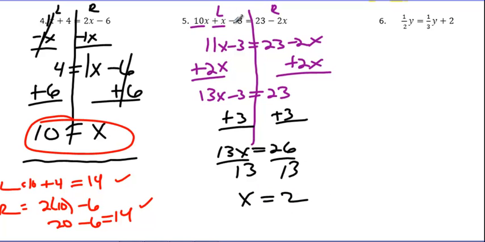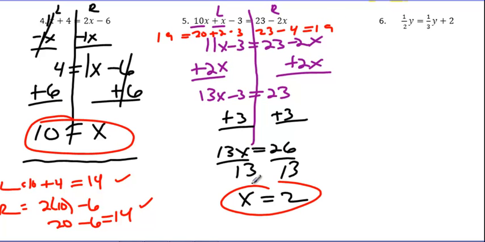Again, you could check that by throwing 2 into all this stuff up on top, and it should equal out. Let's go ahead and do that really quick. 2 times 10, that's 20, plus 2 minus 3. That's 22. 22 minus 3 is 19. Over here, I have 23 minus 4. And that is also 19, so 19 and 19 is good. I know I'm right. Alright, last problem.